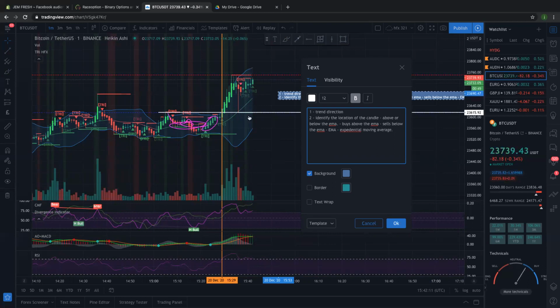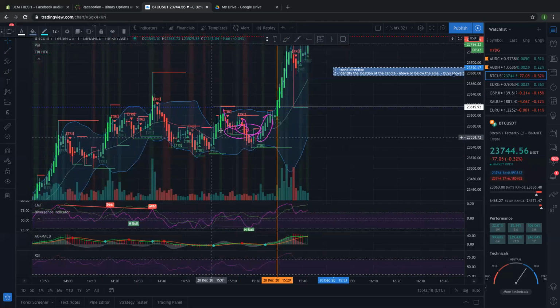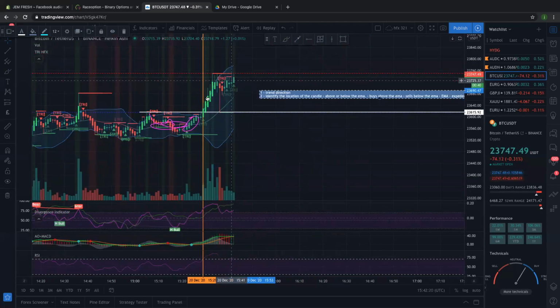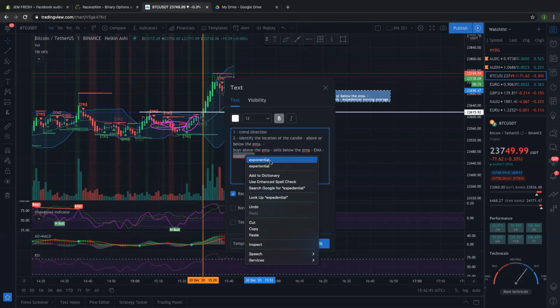The EMA is an exponential moving average. What it does is take the last 20 candles and give you a mean. Let's say it was roughly about 20 in that area there. It takes the price and gives you a mean average of the price. It just gives you an overall line direction of the market movement, if that makes sense. EMA, exponential moving average.